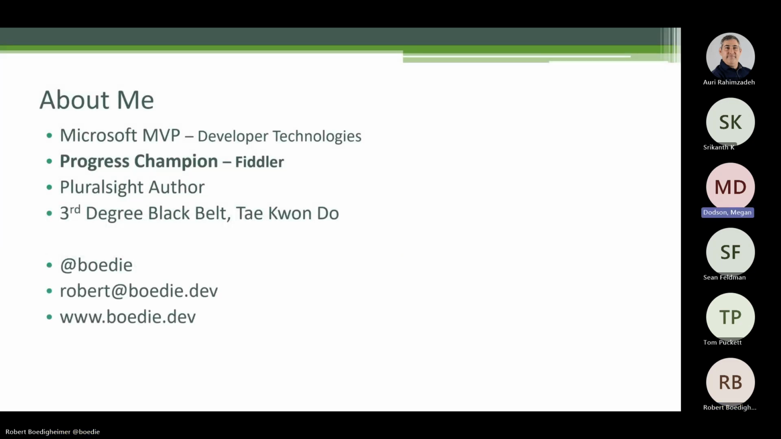A little bit about myself. I'm a Microsoft MVP for developer technologies, specifically for web and security. I'm a Progress champion. Progress is the current owner of Fiddler, and I think I am the Progress champion for Fiddler, so I do a lot of talks about it. I've used it forever and really enjoy it, so I do training videos for them as well. I'm a Pluralsight author. I put my Twitter, my email, and blog, and I will have a link at the end to the slides.